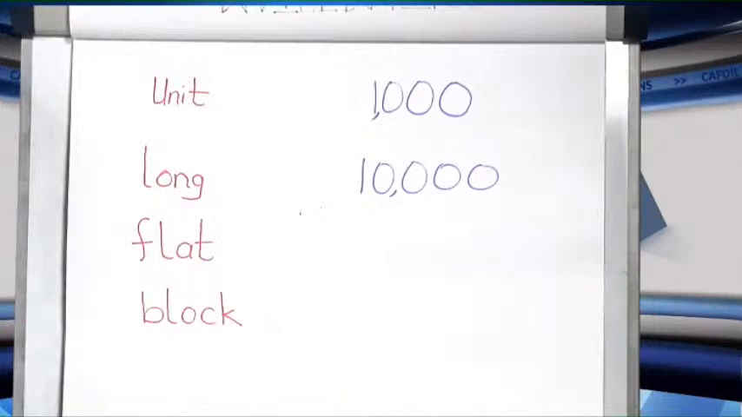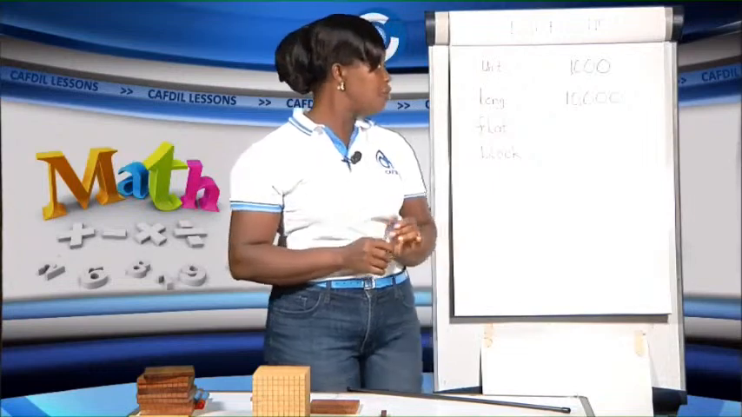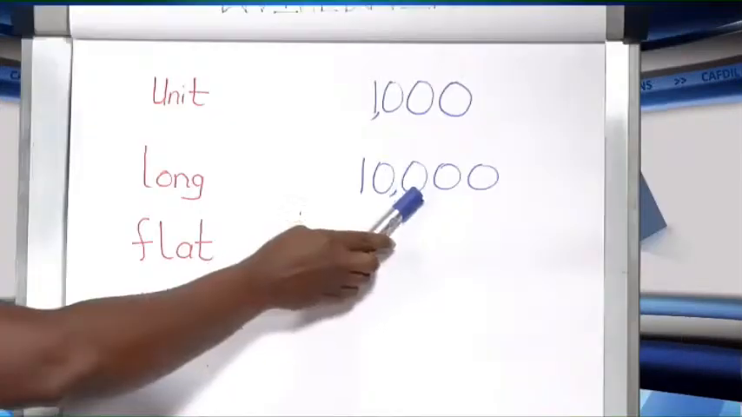I hope you are with me. The unit is 1,000. 10 of the units will give us the long or the rod. I'll be using the terms interchangeably, so it's either long or rod. So the value of the long is 10,000.